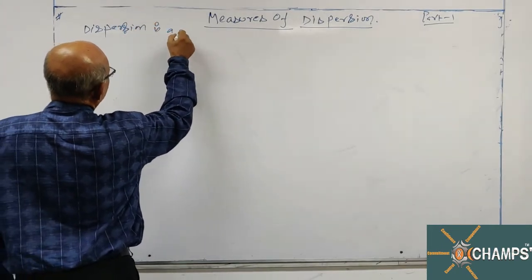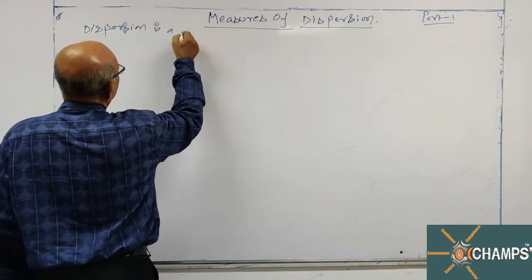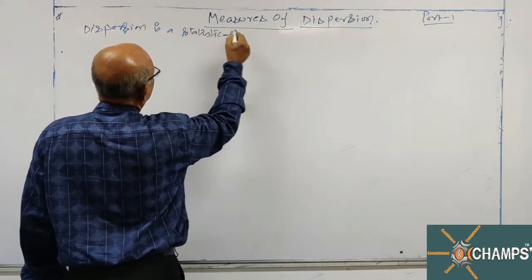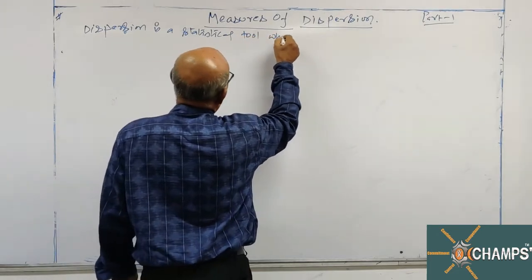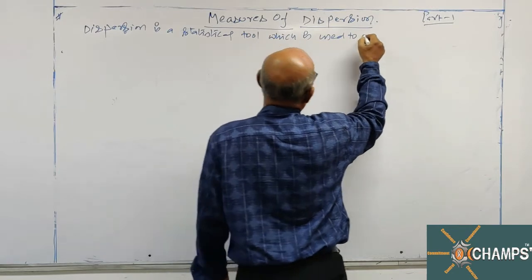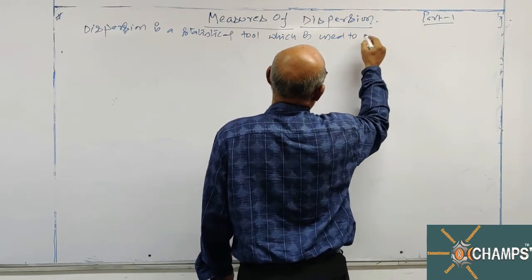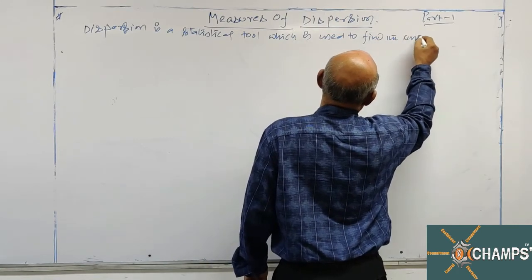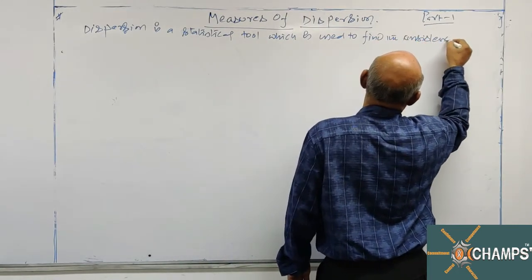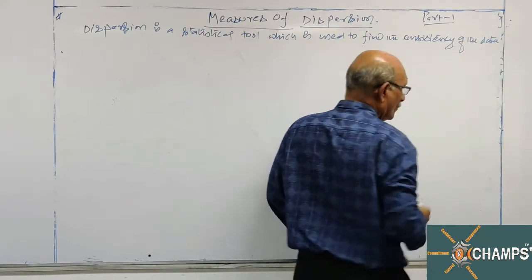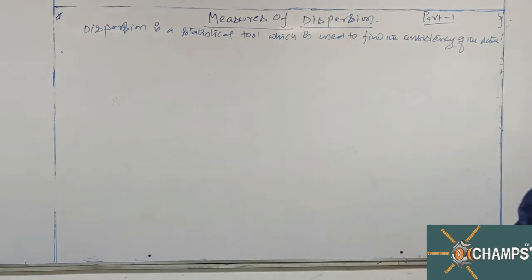Dispersion is a statistical tool which is used to find the consistency of the data.